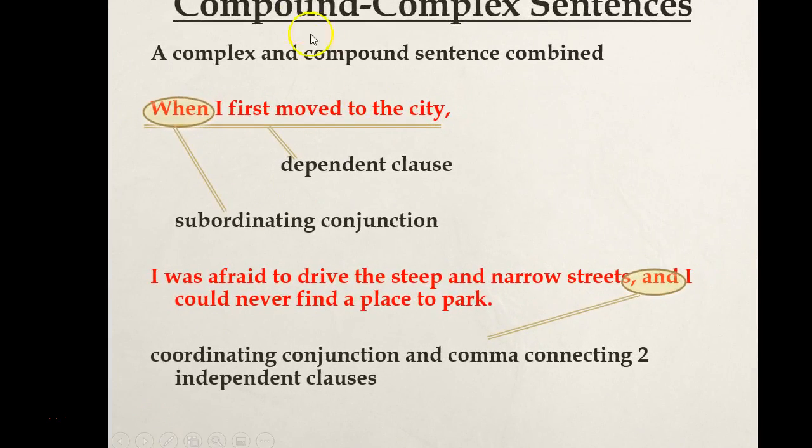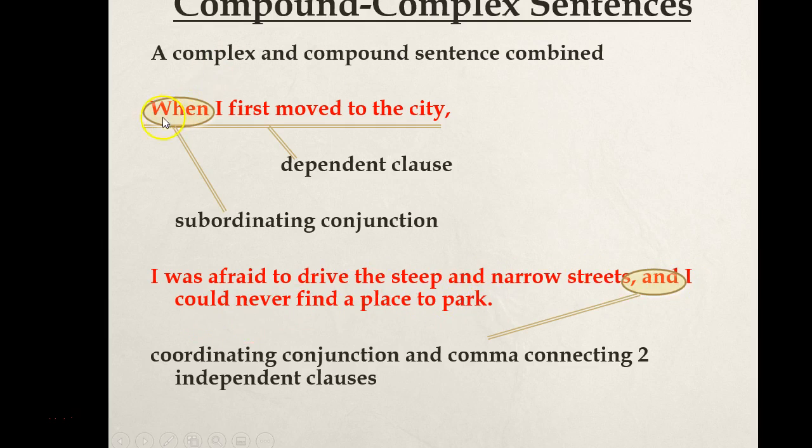All right, so let's talk about the next sentence type, the last one that we will learn about. That's compound complex sentences. A compound and a complex and compound sentence combined together. So these are our longest sentences. Look at this sentence. When I first moved to the city, I was afraid to drive the steep and narrow streets, and I could never find a place to park.